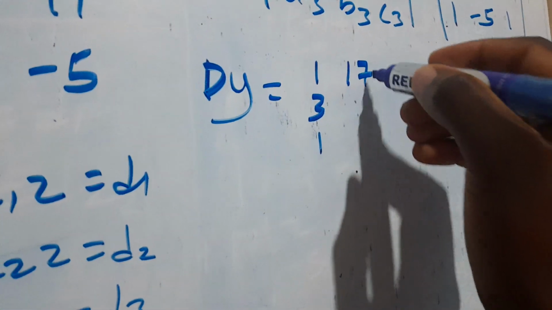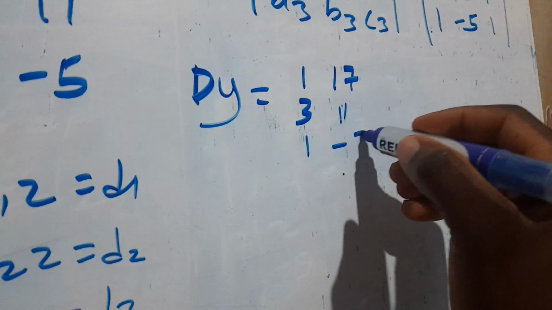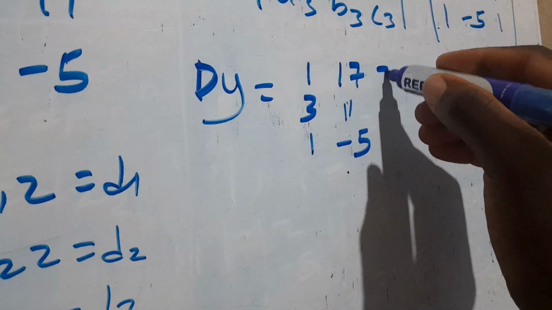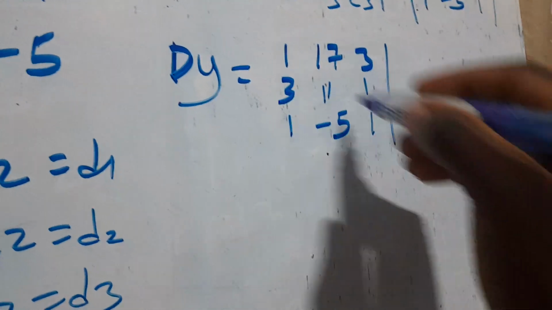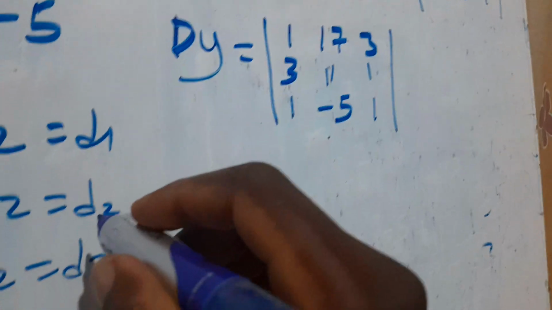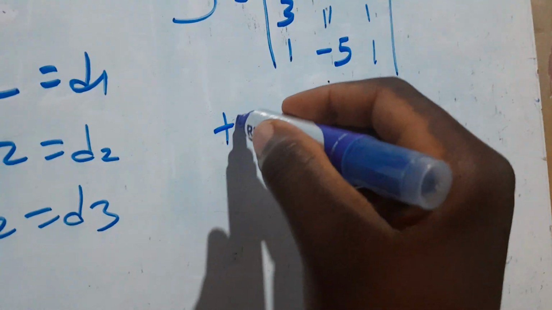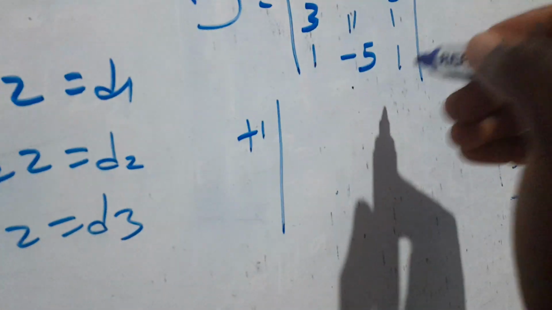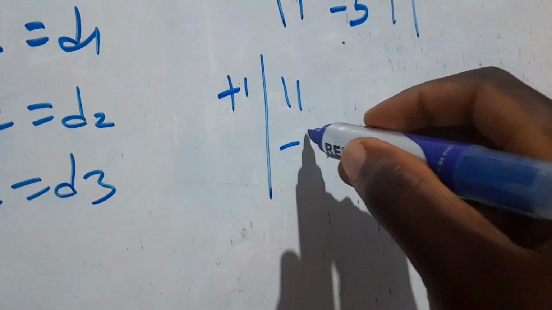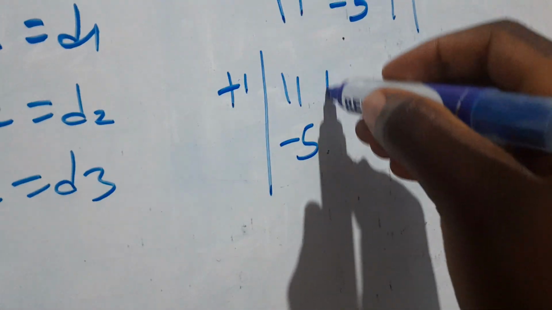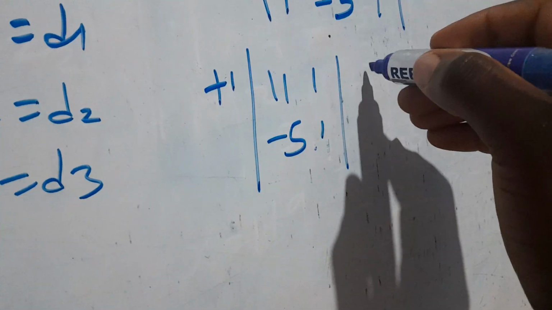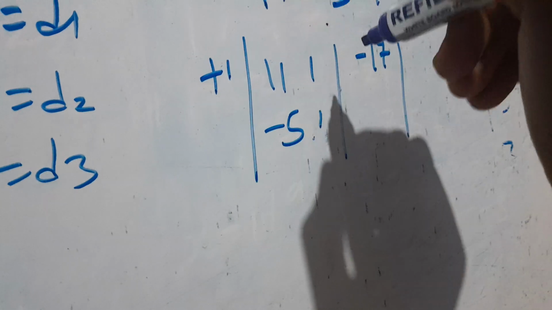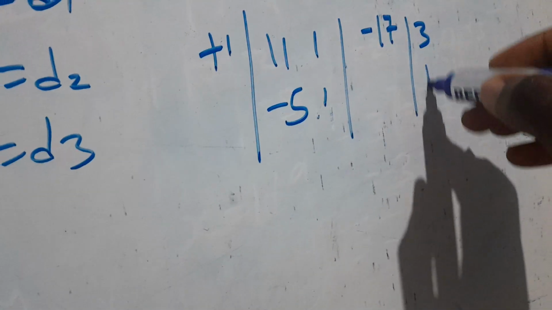You will have 17, 11, and -5. c1, c2, c3 will remain the same. You will have 3, 1, 1. You find the determinant of this matrix. You start by 1 plus 1. When you cancel the column and the row, you will have 11, -5, and 1, 1. You will have -17. Cancel the column and the row, you will have 3, 1.